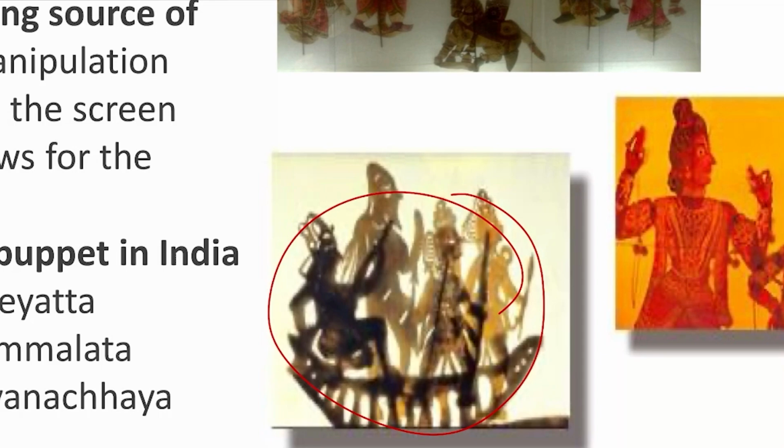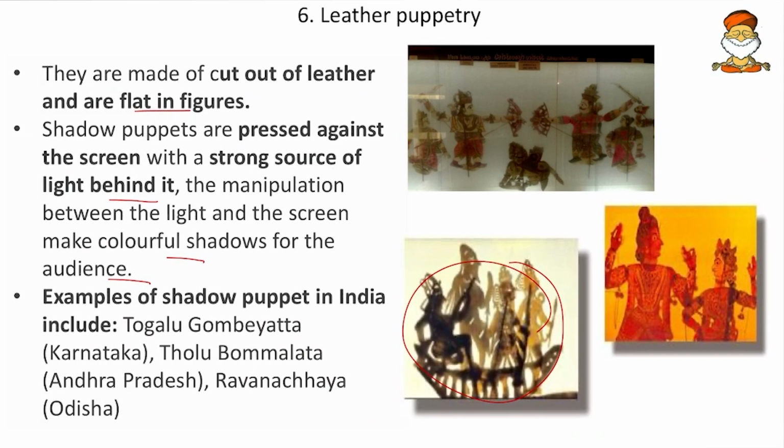That's why it is leather as well as shadow puppetry. But here we can see the shadow is not so profound, but the leather dolls themselves are beautiful to look at. And then the examples of shadow puppets in India, that is the Togalu Gombayata. So Gombayata is the same. Togalu means leather. That is why Togalu Gombayata.